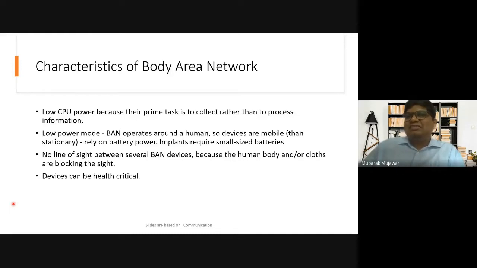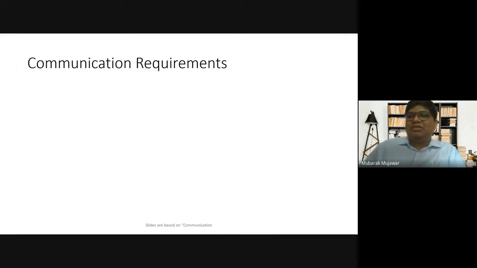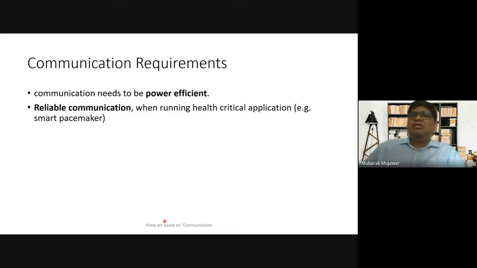So based on these characteristics, we now have some communication requirements. What are the communication requirements? The first is that communication needs to be power efficient, because the size of the battery is limited. The communication has to be reliable, because all these devices are health critical devices. They run health critical applications. So there has to be reliable communication. So: power efficiency, and reliable communication.